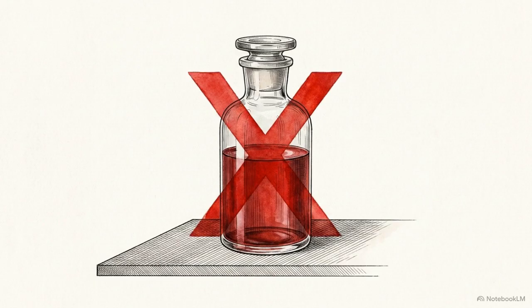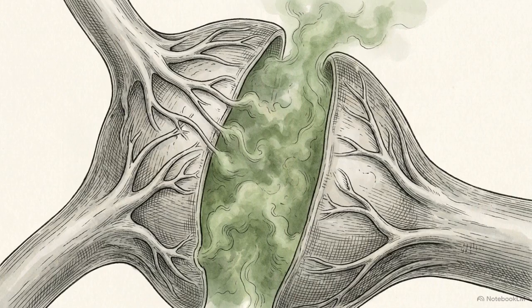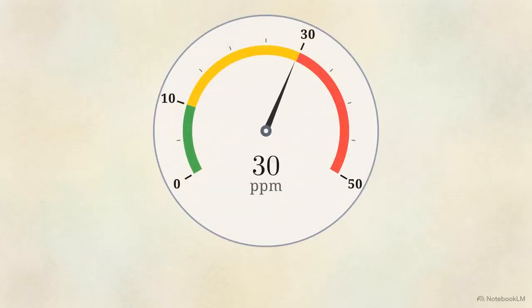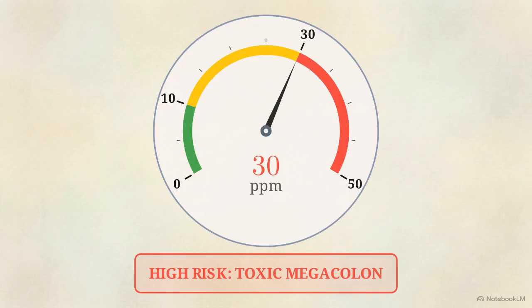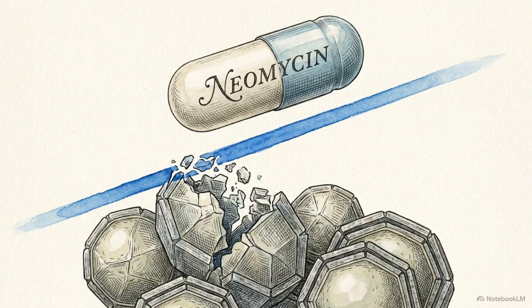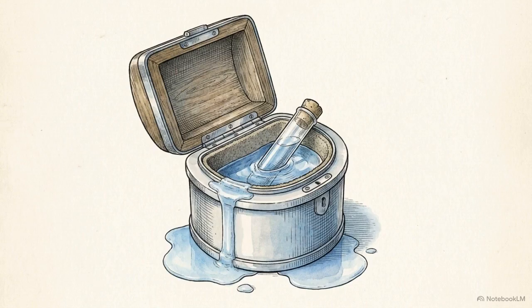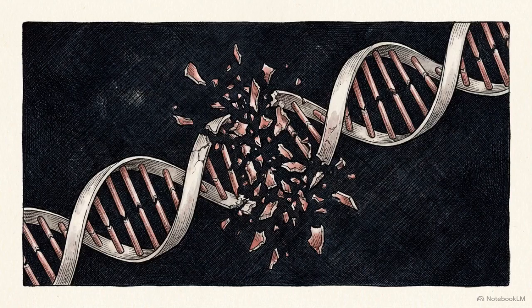Never use serum panels for detection. Second, an overgrowth is a mechanical neuromuscular pathology where methane hyperpolarizes the enteric pacemakers. Third, a breath test exceeding 30 parts per million indicates a high risk for toxic megacolon. Fourth, treating the archaeal source requires the specific addition of neomycin. Finally, remember that a broken cold chain causes DNA degradation, which is the primary driver of false negative diagnoses.